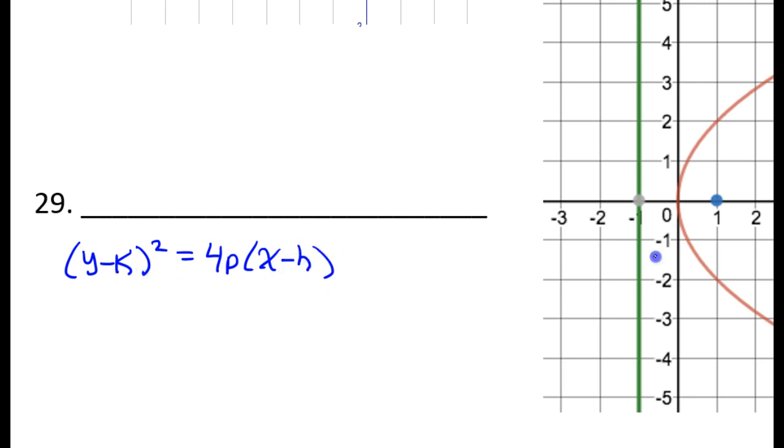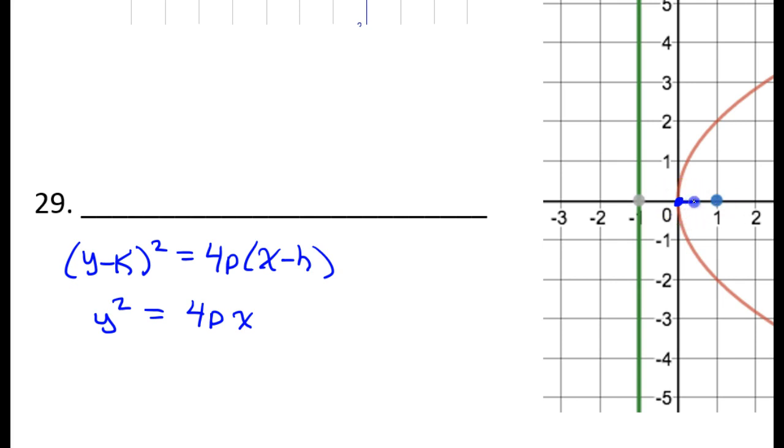The h and the k are the coordinates of the vertex. We can see that the vertex is right here. Okay, there's my vertex, and it's at 0, 0. Interesting. So since h and k are both 0, then this will simply become y squared is equal to 4p times x. I guess I don't even need the parentheses. So 4px.